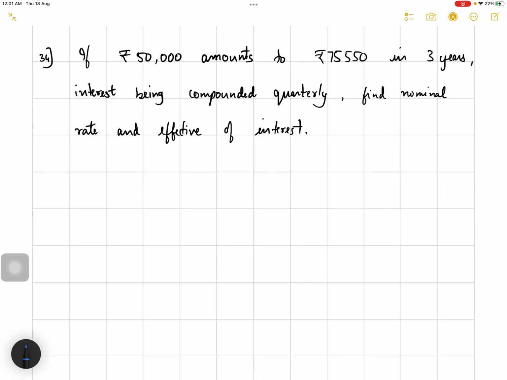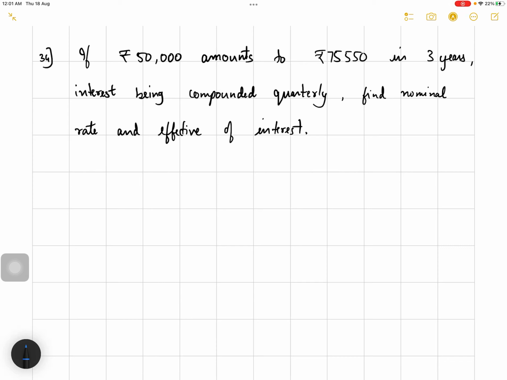Okay, so if 50,000 amounts to 75,550 in 3 years, interest being compounded quarterly, find the nominal rate and the effective rate of interest. You are supposed to find R and you are supposed to find RE also. So let's find R first.